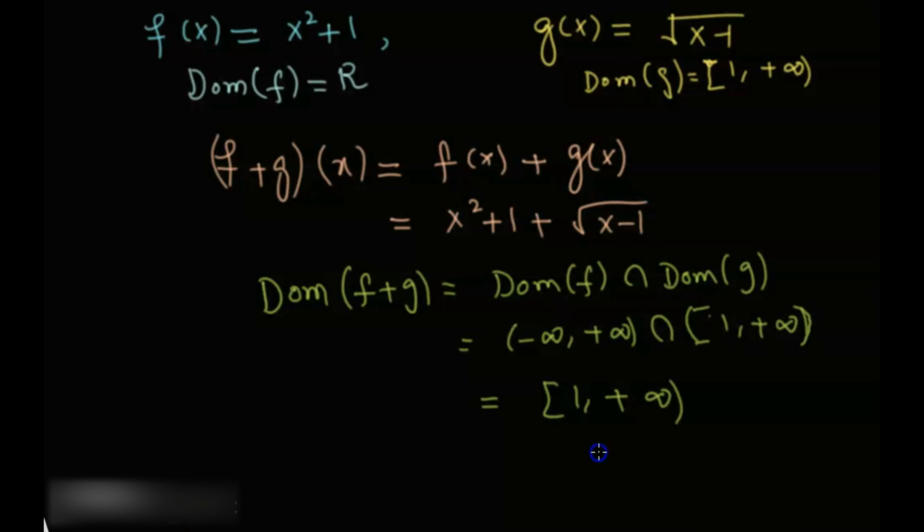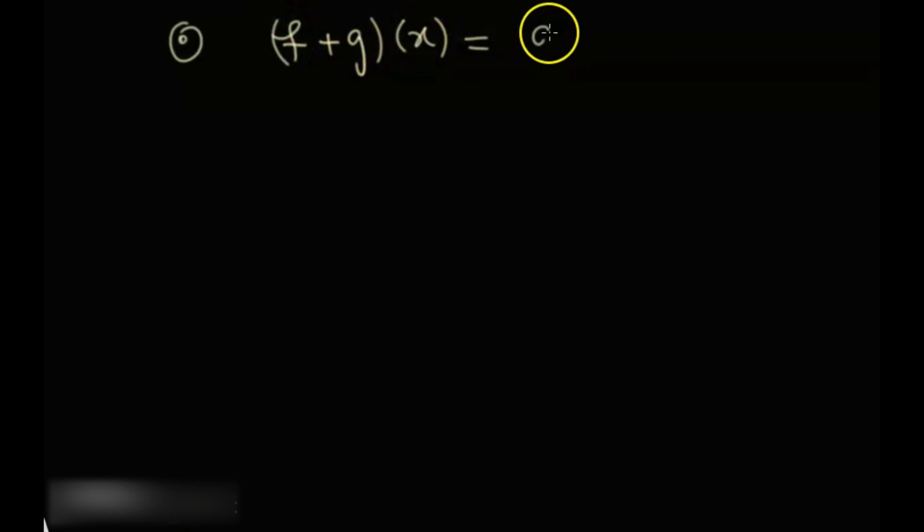So this is all about how to find the sum of two functions, and then how to find their domain. And don't forget that the sum f plus g of x is equal to g plus f of x, or you can say the functions are commutative with respect to sum. Then we define another kind of operation, which is difference, but let's meet in the next class.